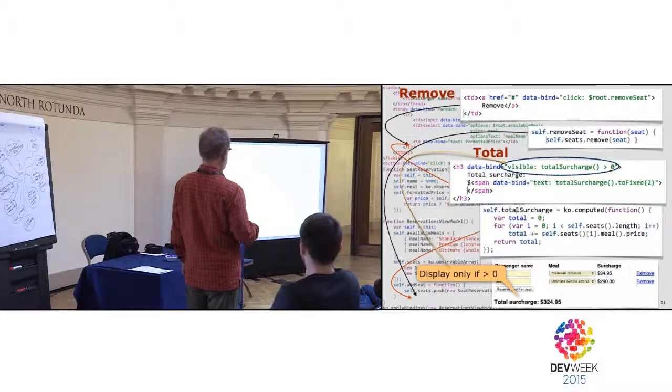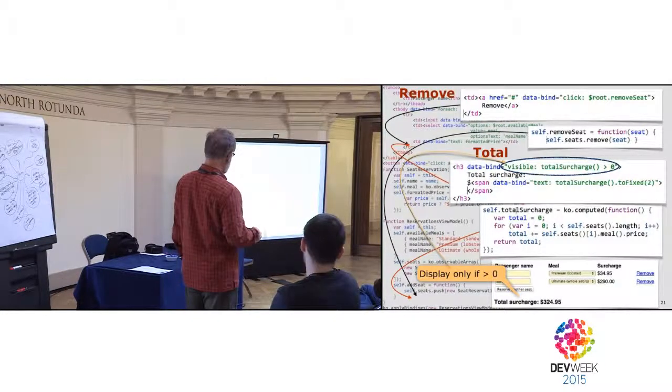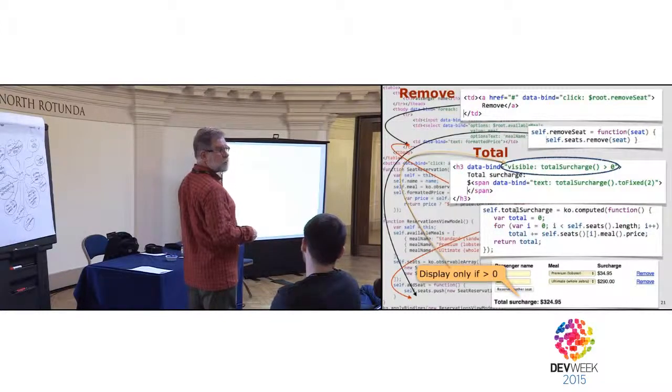This is a click data binding. You've seen that a few times now. So when this link is clicked, it's going to remove a seat. And here's my remove seat function, which I put way in there. The remove seat function is going into the array of seats and just removing it. It's the opposite of the push. Which again is going to be painful in this particular example because it's going to now redraw the table.